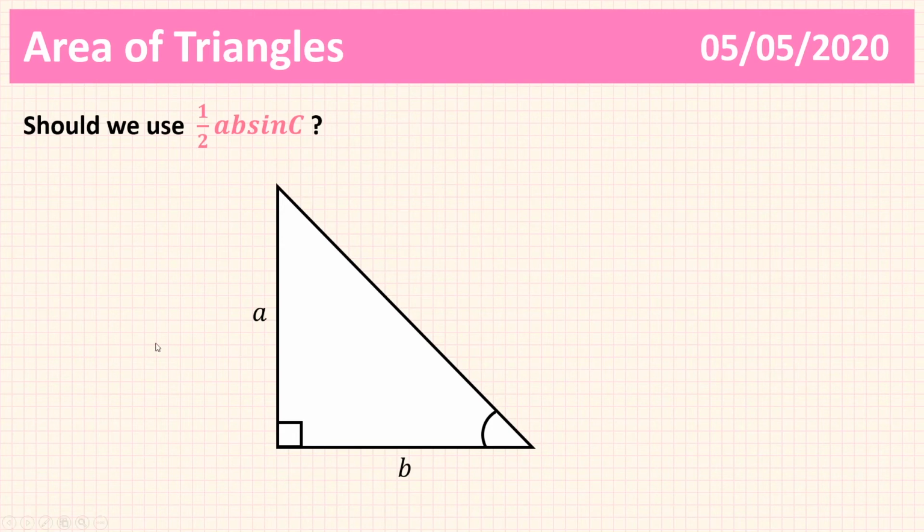For this one, once again, the answer is no. We don't need to use a half AB sine C, and that's because we're given the perpendicular height. There's no need to use a half AB sine C if we're given the perpendicular height. What about this one?